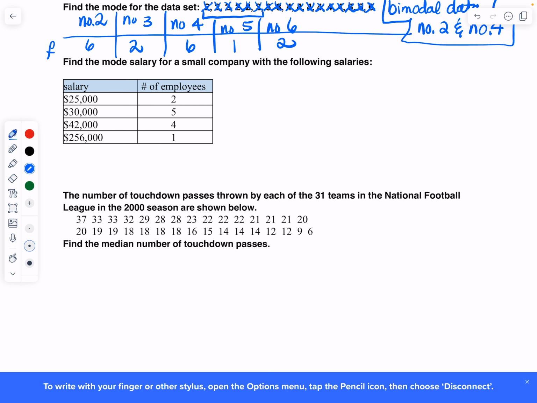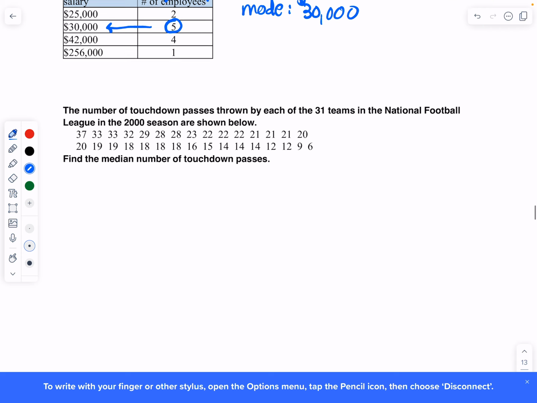Find the mode salary for a small company with the following salaries. So we've seen this chart before. If we look through the frequency, we see that the highest number of employees is 5, and then we see that their salary is $30,000. So the mode of this data is $30,000. Okay, again, look for the highest frequency.